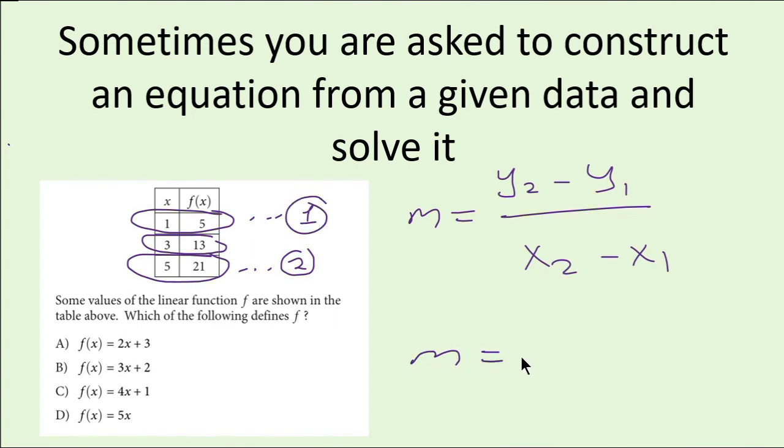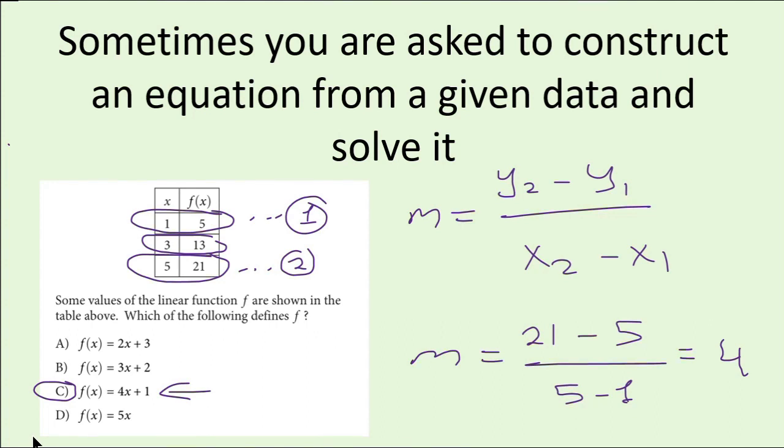Then we are going to get a slope of m is equal to y2, which is 21, minus y1, which is here 5, right? Divided by x2 minus x1, so 5, this is x2, minus 1, this is x1, so 5 minus 1. And that gives us 16 over 4. We know that 16 over 4 is equal to 4. And the only linear equation in the answers with the slope of m is equal to 4 here is choice C, right? So C is the correct answer.